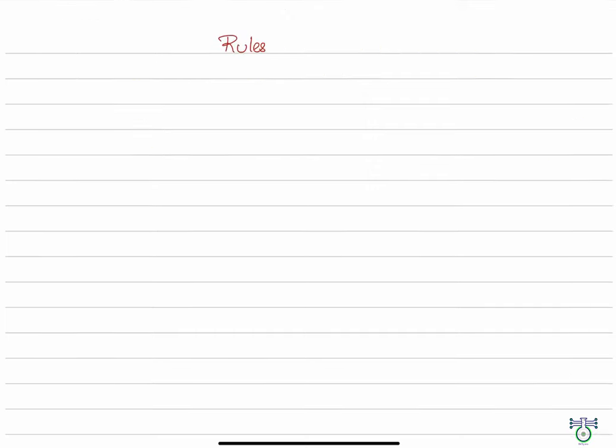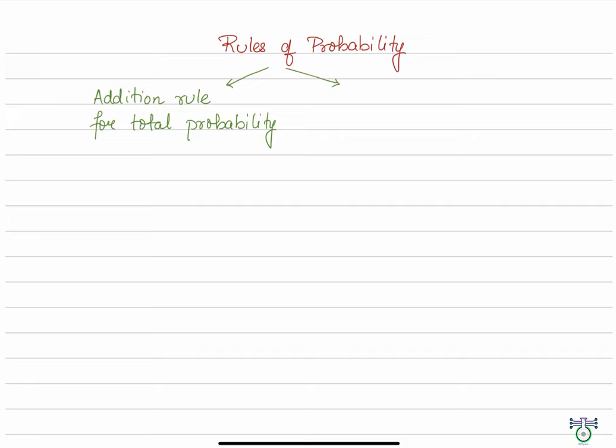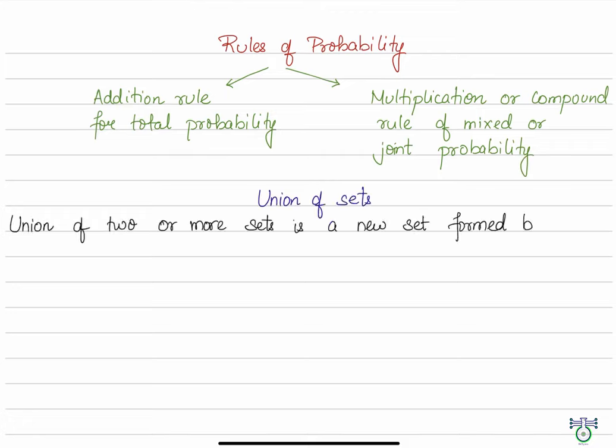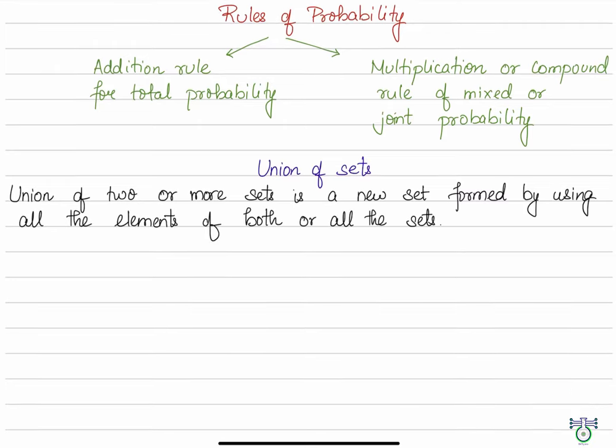Let's understand rules of probability, which consist of addition rule for total probability and multiplication or compound rule or joint probability. To understand this in detail, we need to understand the union of sets. The union of two or more sets is a new set formed by using all the elements of both or all the sets. For example, set A.